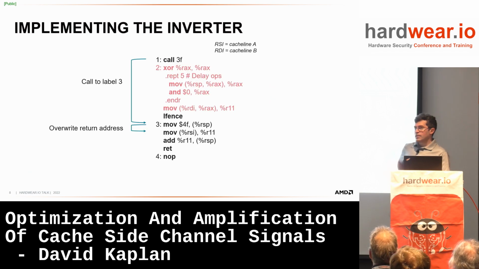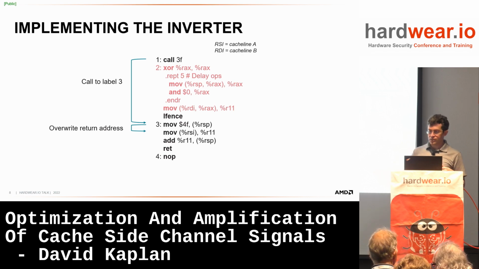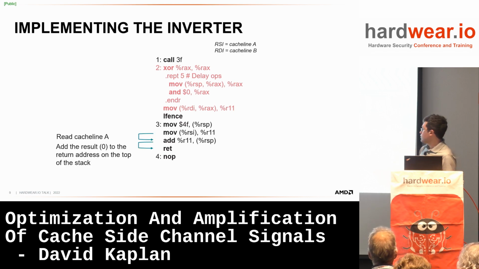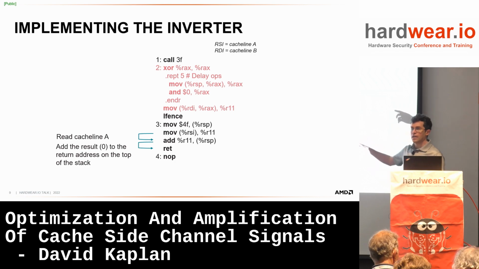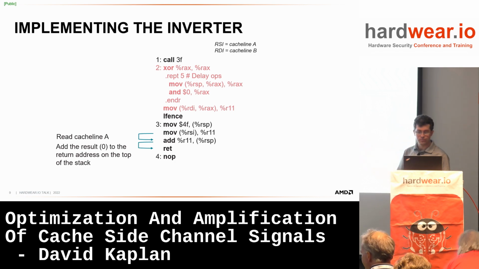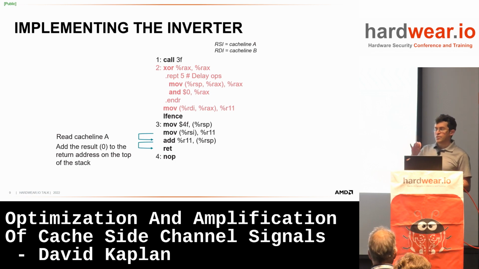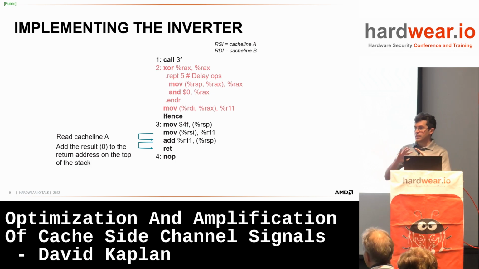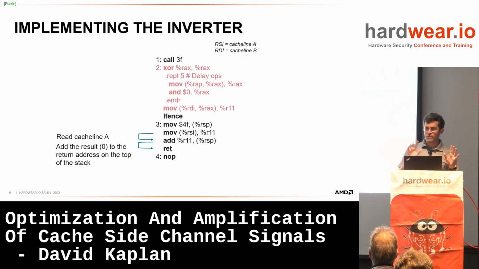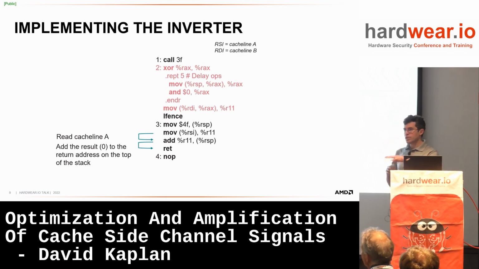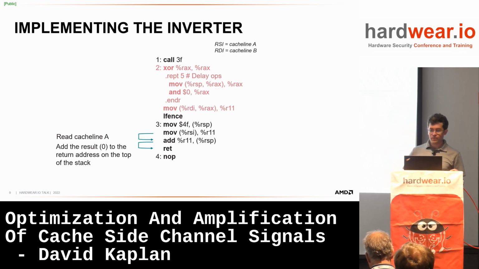All right, so let's look at the full code for the inverter. We're going to use that gadget we just showed and overwrite that return address. And then we are going to read cache line A, which we're going to assume is in RSI. We take the result of that, which we said was 0. The values in the cache lines don't really matter for this talk. We're going to add that value to the address that's at the top of the stack. Doesn't change it, but it creates a data dependency.